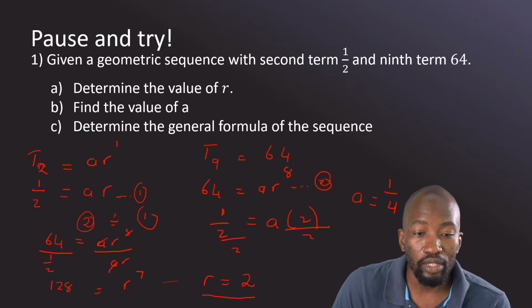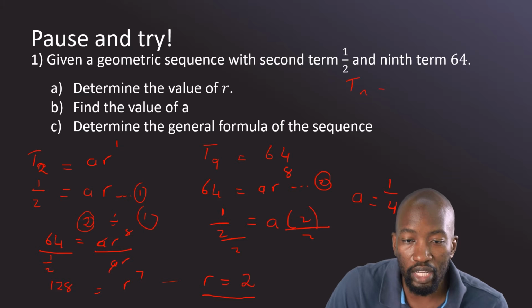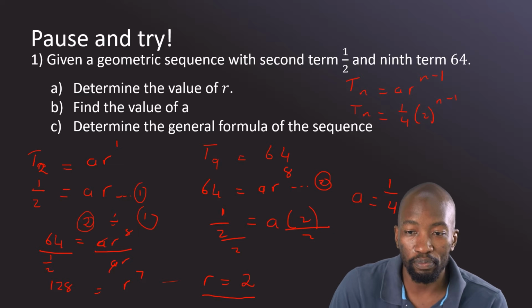Now they're saying determine the general formula for the sequence. So we know that Tn is equal to a r to the n minus 1. So this will be Tn is equal to, what is the a value? 1 over 4. What is the r value? 2 to the n minus 1. There you have it.